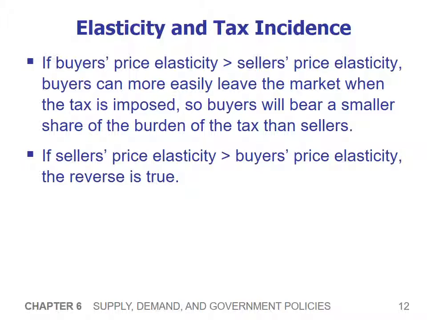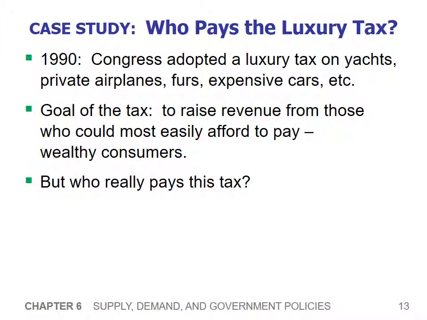Let's further crystallize these concepts by looking at a case study. In the 1990s, with the desire to raise revenue, Congress adopted a policy of taxing the items used by the rich, or the luxury items. This tax was called the luxury tax. The goal of the tax was to raise revenue from the affluent, who could more easily pay the tax. However, which party really bore most of the tax?